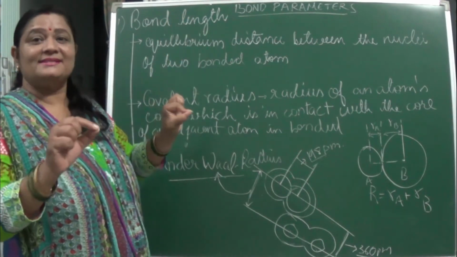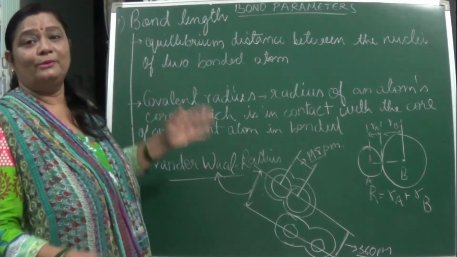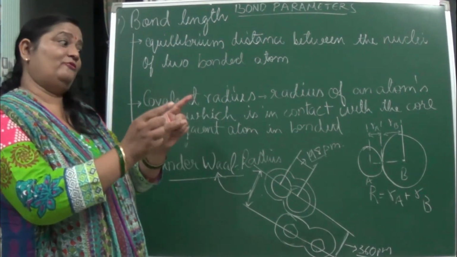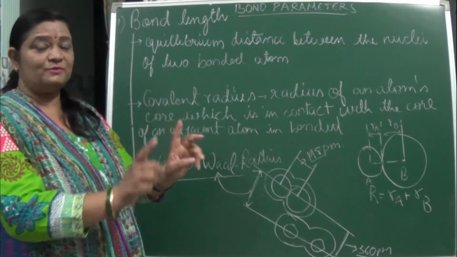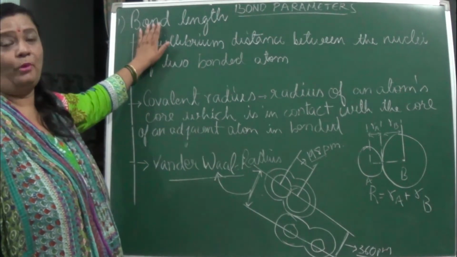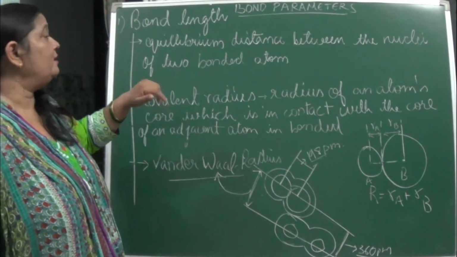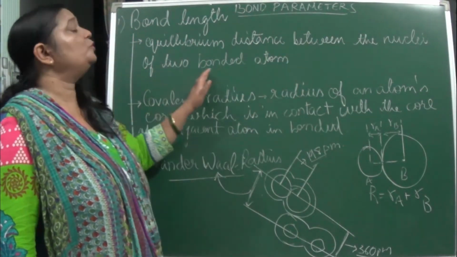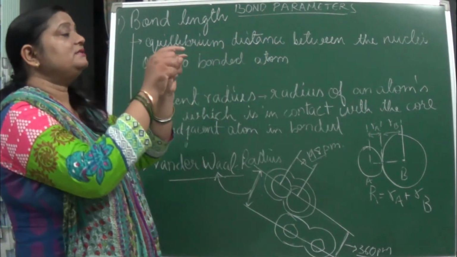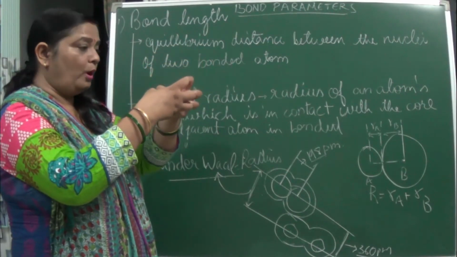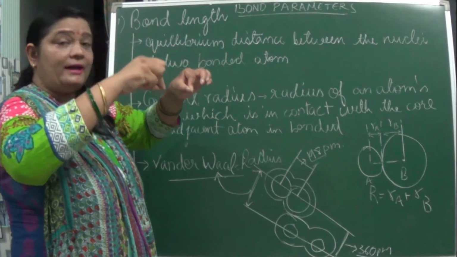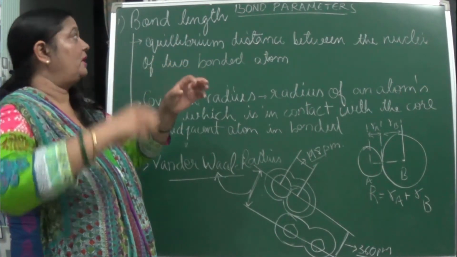Length, some distance is there. Bond, you know the bond is being formed in order to become stable. So from where the bond is formed, the distance between them is the bond length. How will we define it? It is the equilibrium distance between the nuclei of the two bonded atoms. It means if the two atoms are bonded, the distance between them is known as what?